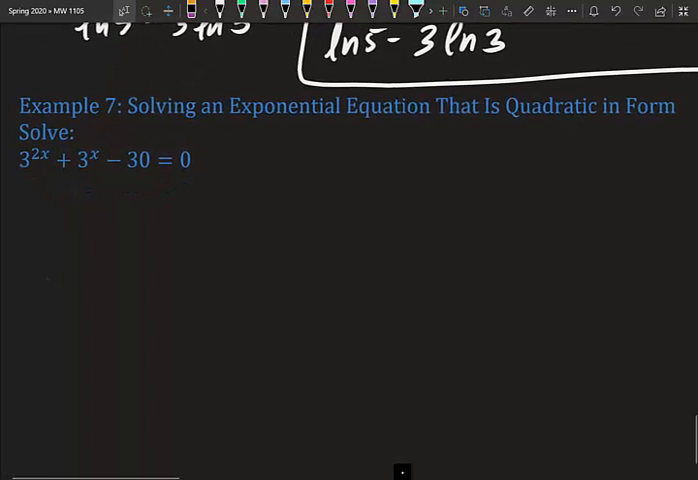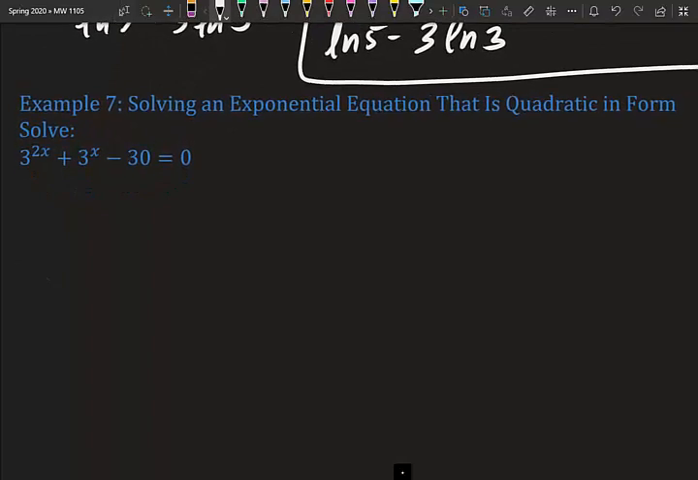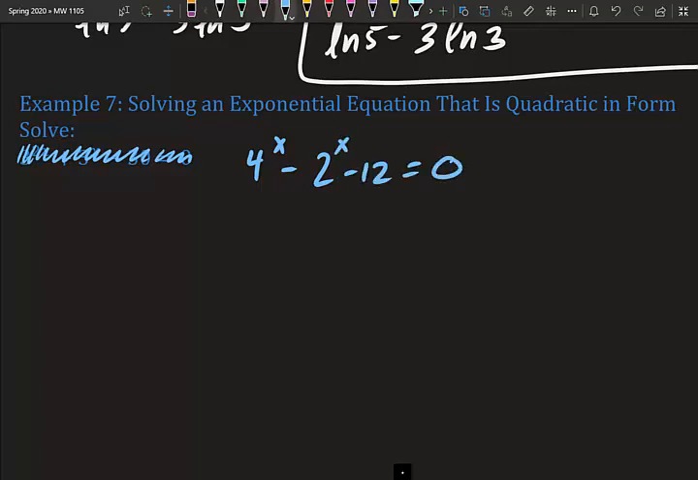Alright. Solving an exponential equation that is quadratic in form. So I want to switch this to be a little harder. Let me give you something a little more difficult here. So we are going to switch this to 4 to the power of x minus 2 to the power of x minus 12 equals 0. So we're actually going to do something here called U substitution. You may or may not have heard of this. It just honestly depends on who you have taken before me. Sometimes I teach U substitution, sometimes I don't. So I'm going to walk you through it, and it's actually very important because you're going to use it in trig.